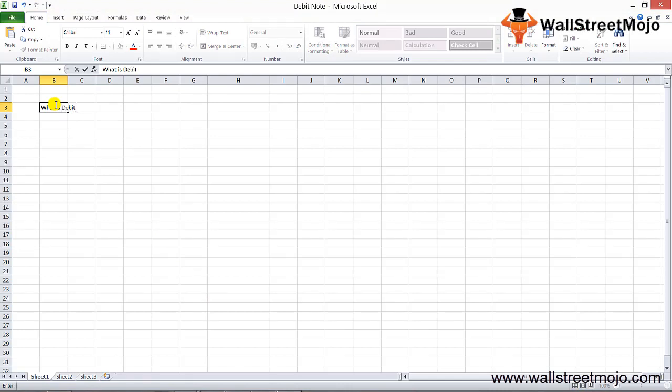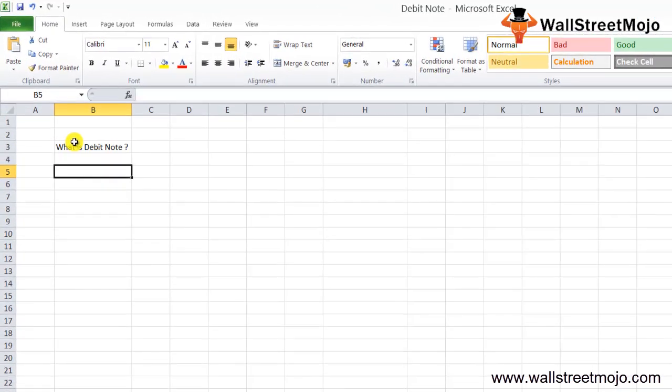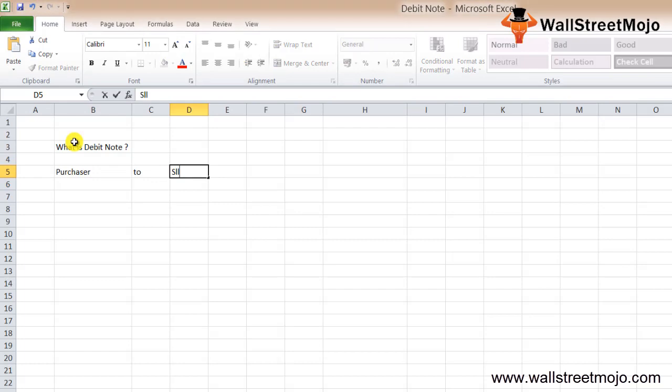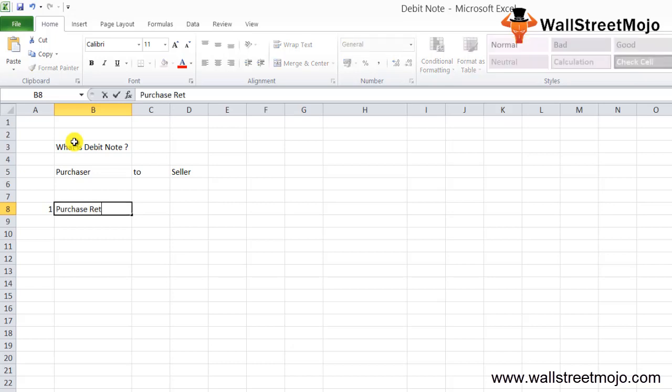What is exactly a debit note? That's the first and the foremost part that we should learn. Now, a debit note is sent by the purchaser of the goods to the seller of the goods, right? And the reason for sending this note is intimating the seller about debiting the sales account, right? So the debit note can be sent for various reasons. The most important reason is the purchase return.